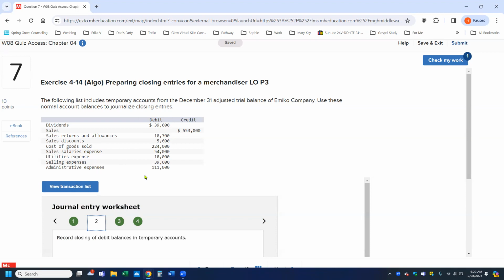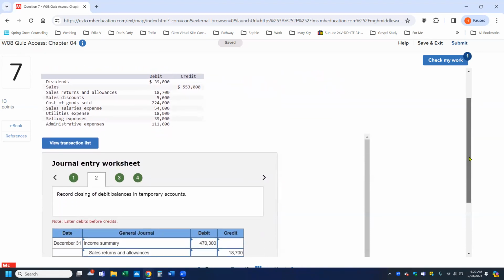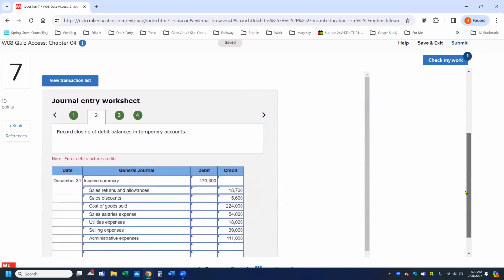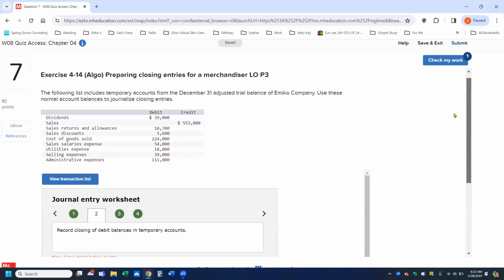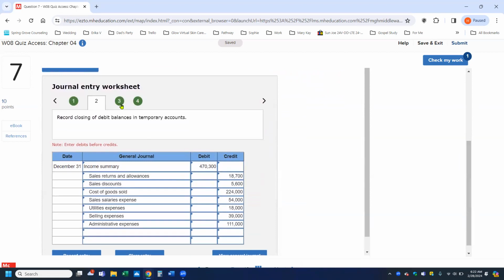So we'll take these with the normal debit balance, we'll put them in credit, and then the debit will be income summary. You just total them up, and you only need one income summary for the total. So both of those just transferred the amounts listed onto your worksheet.